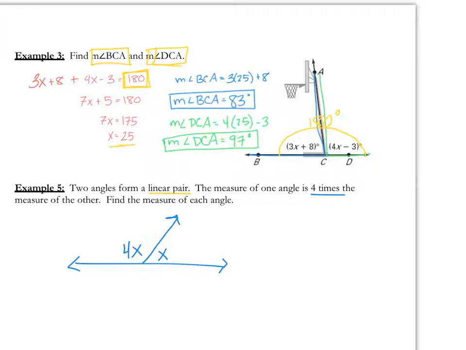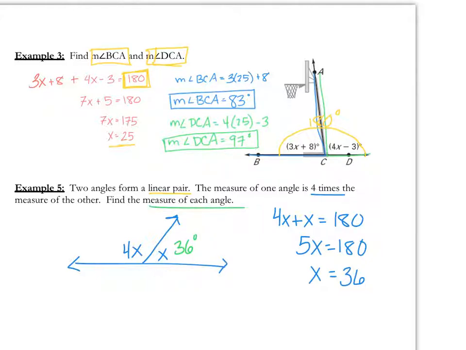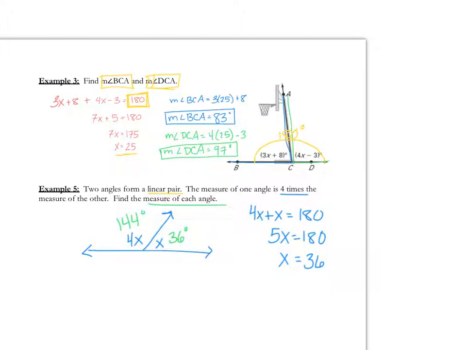Well, if this is a line, that means the total is 180. So part plus part equals the whole. So 5x equals 180. That gives me, divided by 5, 36. So if I plug it back in, this side is going to be 36, because it says find the measure of each angle, and then I do 36 times 4 to get 144 to get the measure of each angle. So that is all about angles.